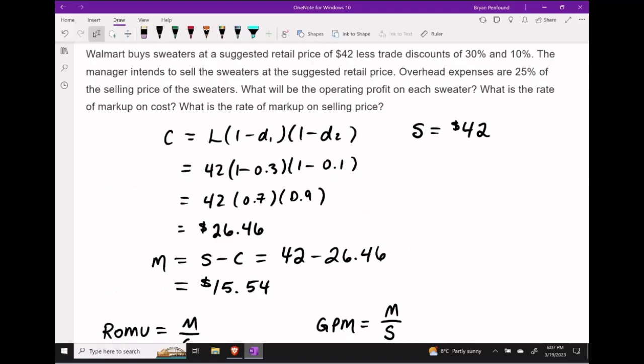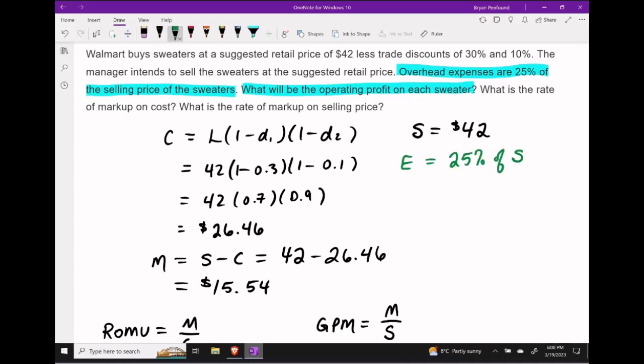Now, the last thing we need to do is determine the operating profit on each sweater. And to do that, we need to take a look at our markup, and we need to break down our markup into expenses plus profit. So we have some information given in the question. We know that overhead expenses are 25% of the selling price. Okay, if our overhead expenses are 25% of the selling price, we should be able to take 0.25, multiply that by 42, and figure out what our expenses are. Okay, performing this multiplication, I get $10.50.